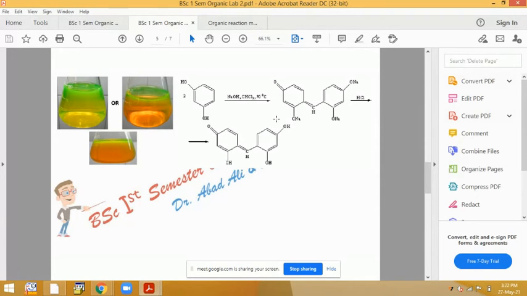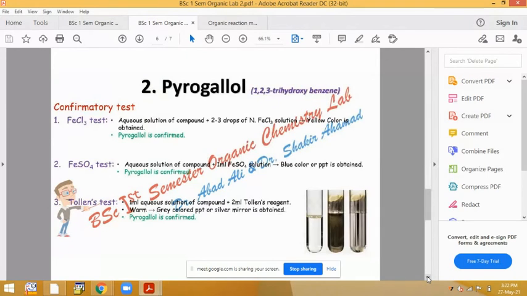That's why this fluorescence is seen. So this test is very specific only for resorcinol. Now moving to the second compound, that is pyrogallol. Pyrogallol has three hydroxyl groups, OH groups, 1, 2, 3 trihydroxybenzene, and similarly it is also specific in nature, but after adding FeCl3 solution, it becomes yellow in color.